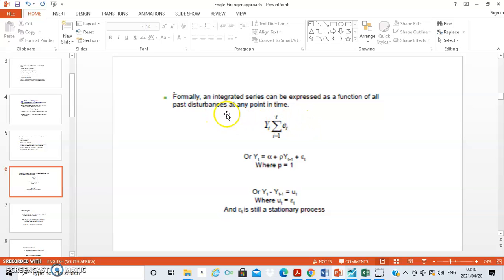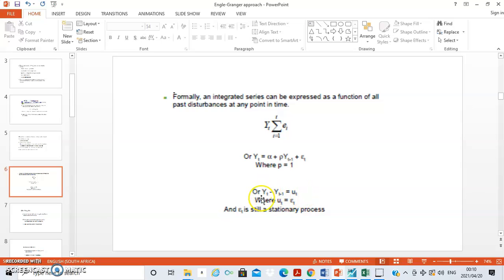Now, that's why we can present, in a formal way, the integrated series as a function of all past disturbances at any point in time. We basically just sum, so you can either express it in the following manner, where you have y as a function of that, whereby this rho is equal to 1, or we can express it as follows, where we have a difference of yt minus yt-1 is equal to mu t.